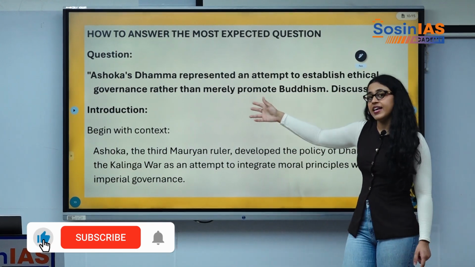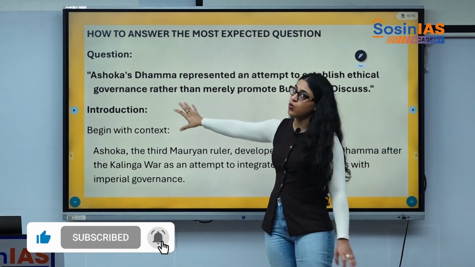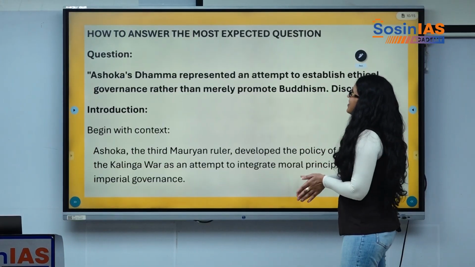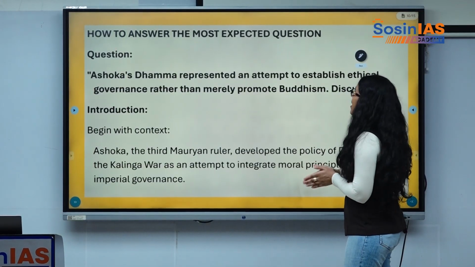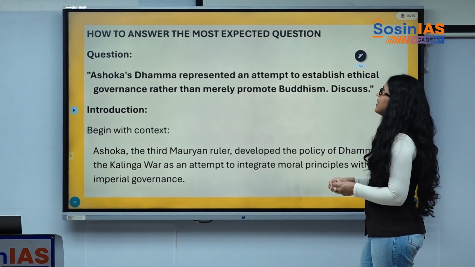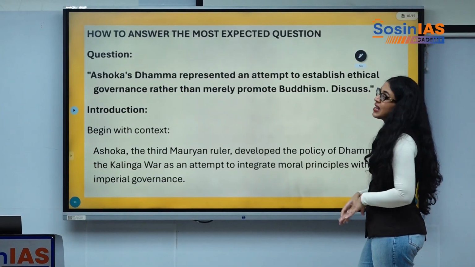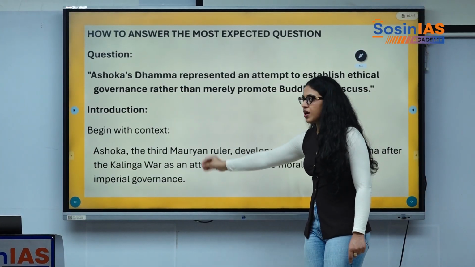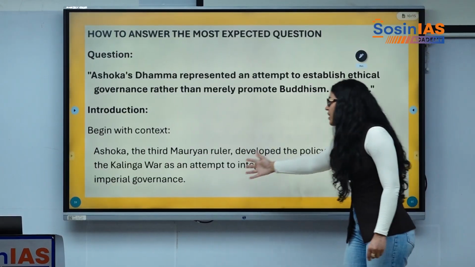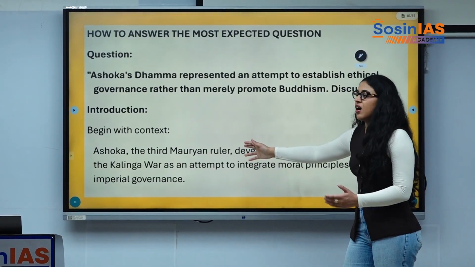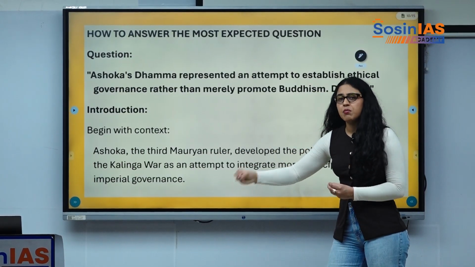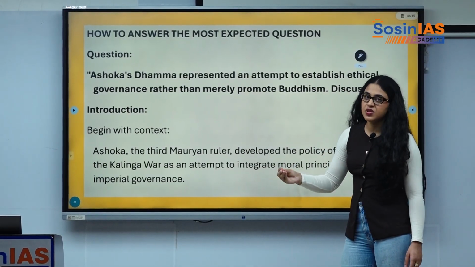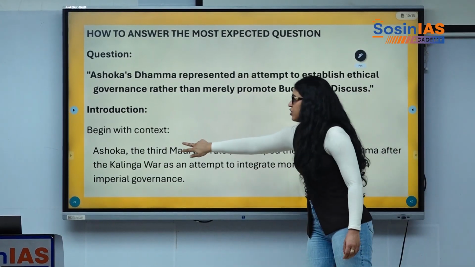Now let's take a model question and see how we can answer that. The question is: Ashoka's Dhamma represents an attempt to establish ethical governance rather than merely promote Buddhism. Discuss. So give an introduction and talk about the debate, why Ashoka chose Kalinga, why he chose the Dhamma path after Kalinga, and try to integrate moral principles with his administration.